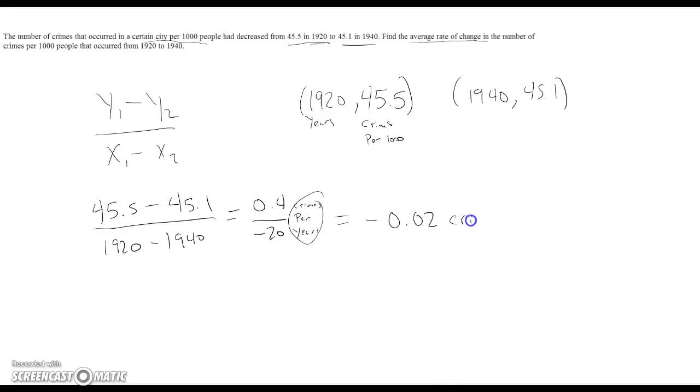So it's crimes per 1,000 people, and then per year. So I know the unit is kind of funky, but again, we had crimes per 1,000 people up here, and then you were given a year. So since we had one on top and one on the bottom, that's how you figure out that unit.